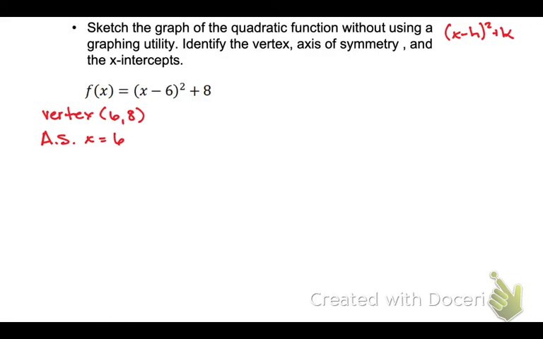X-intercepts. No matter what the form is, any equation, I set it equal to 0. So x-intercepts: I have 0 equals (x minus 6) squared plus 8. How would I solve that? Subtract my 8. And then square root both sides.